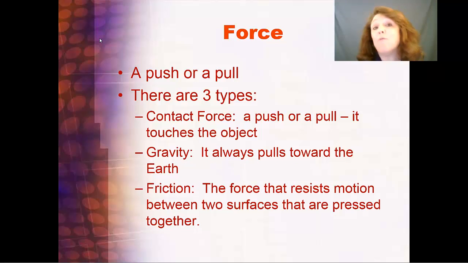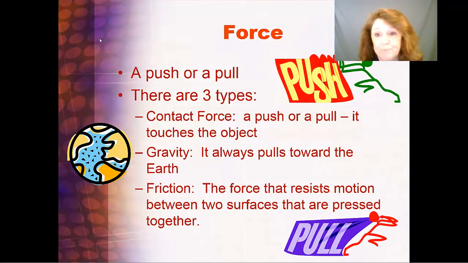And then we have friction as a force. This is the force that resists motion, and it's between two surfaces. So if you're trying to drag something across a surface, friction is the force in between them that resists the movement. So you've got a push or a pull, you've got gravity, and you've got friction.